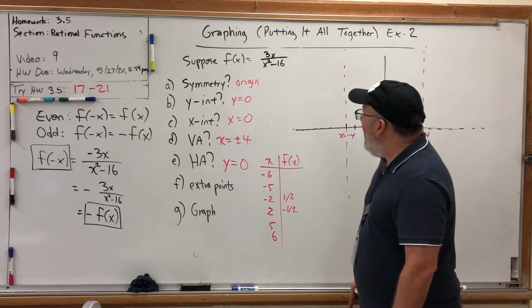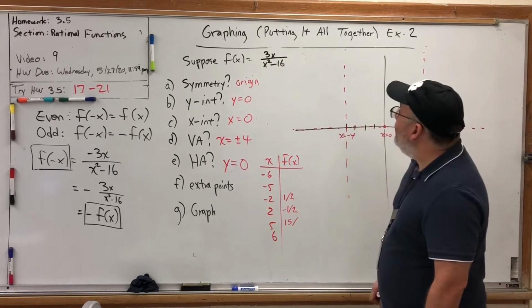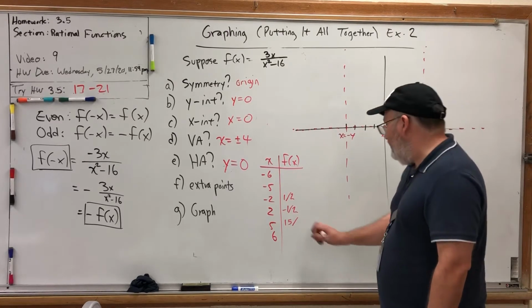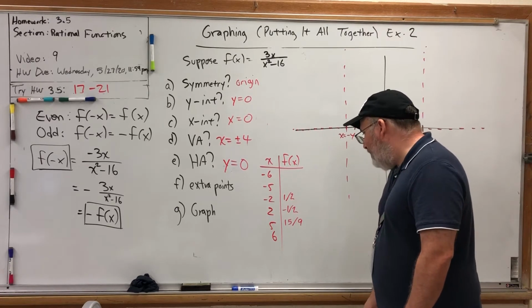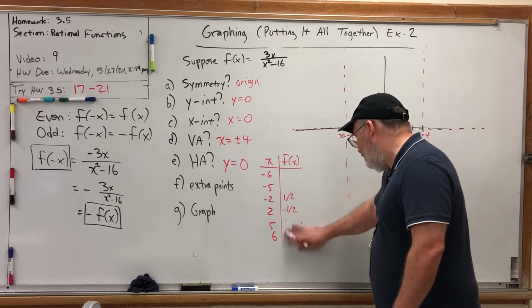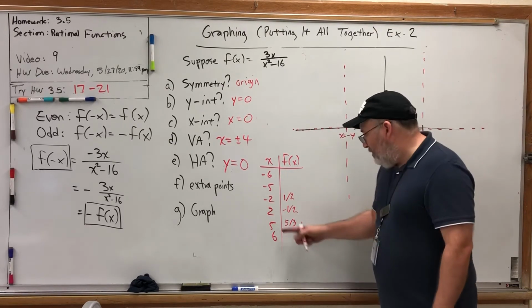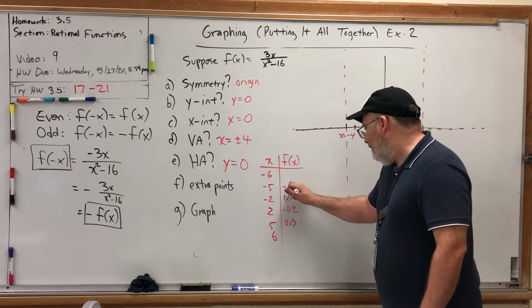Okay, let's put in 5. When I put in 5, on the top I get 15, 3 times 5. And on the bottom I get 25 minus 16, which is 9. That will reduce by 3 and give us 5/3. And because it's an odd function, opposite inputs give opposite outputs. So -5/3 here.